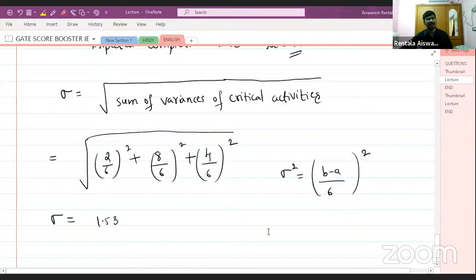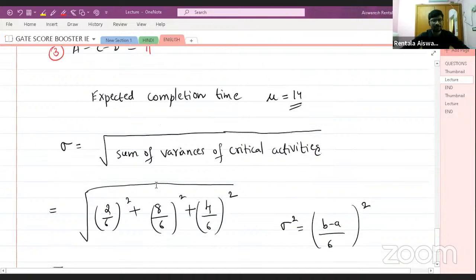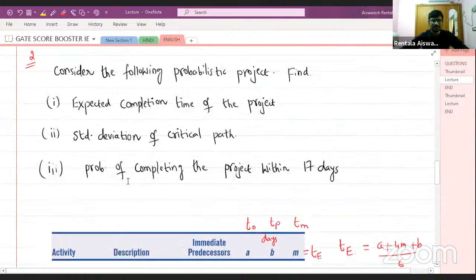So directly you cannot add standard deviations. You can add only variances. So the standard deviation of the critical path will be equal to the square root of the sum of variances of the critical activities, right? Variance is 7/3, and standard deviation is 1.53. I think I have asked to calculate standard deviation only.